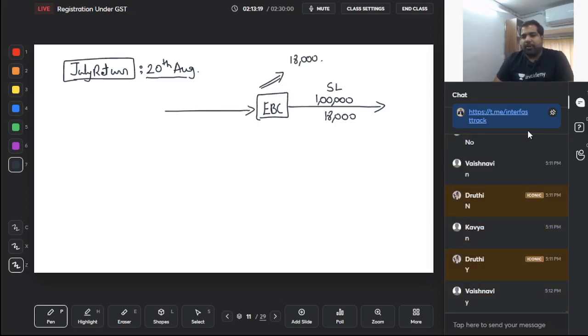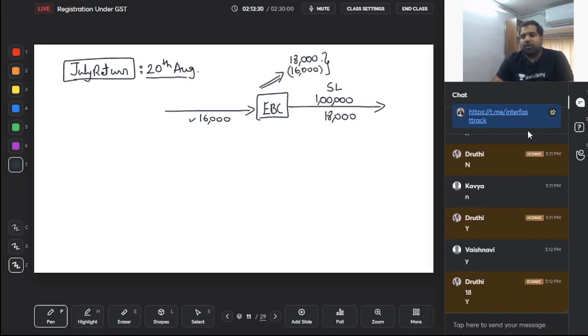But they have purchased one battery also. On that they have GST credit of 16,000. Can they take credit of 16,000? Yes, they can take credit of 16,000. So how much will they pay? They will pay 2,000 rupees.